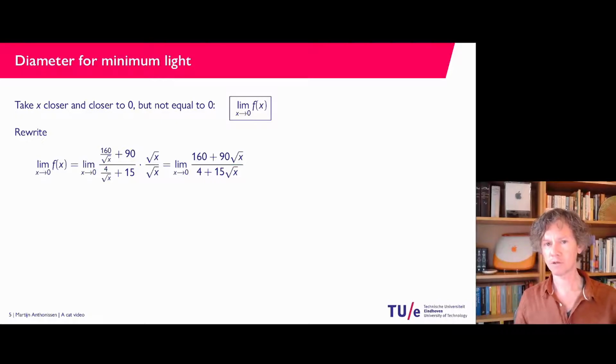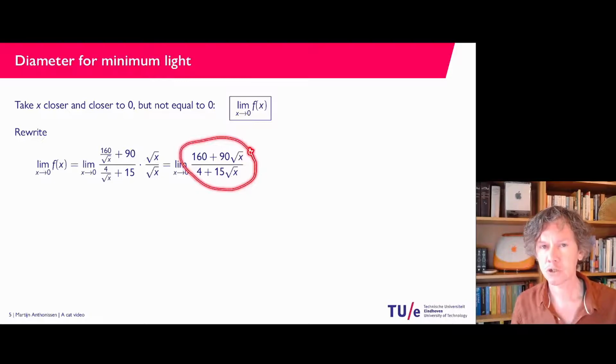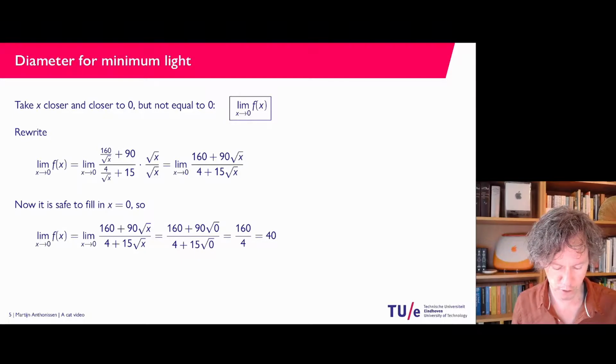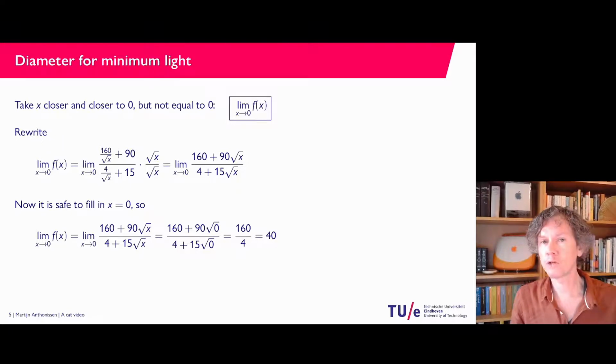And the interesting thing is that the new expression that we have here, well, that exists for x equals 0. So I can now simply plug in x equal to 0. And if you do that, then you find 160 over 4 is 40. So apparently, the pupil size for minimum light, for x really going to 0, equals 40. And this is the correct mathematical way to write this down. So then we are not being bothered by the function not existing at 0. This is the way to circumvent that.